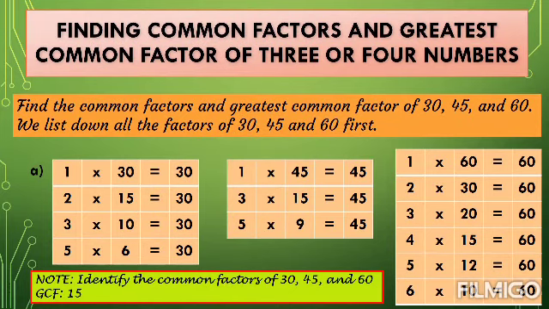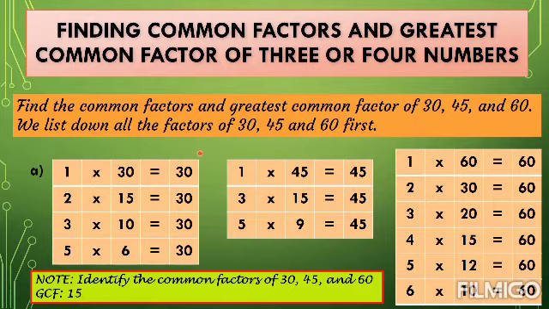Okay, for this time, class, we're going to find the common factors and greatest common factor of three or four numbers. A while ago, we just used two numbers to find the GCF. For now, we're going to identify how we're also going to find the greatest common factor of three or four numbers. So this one, we have here: find the common factors and greatest common factor of 30, 45, and 60.